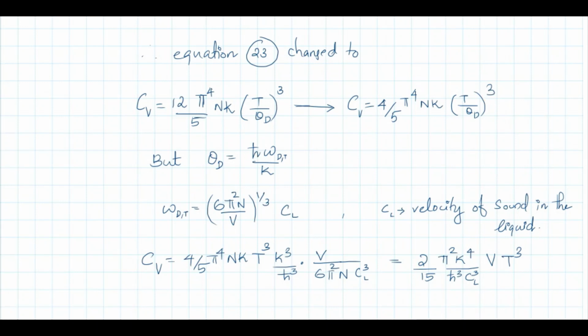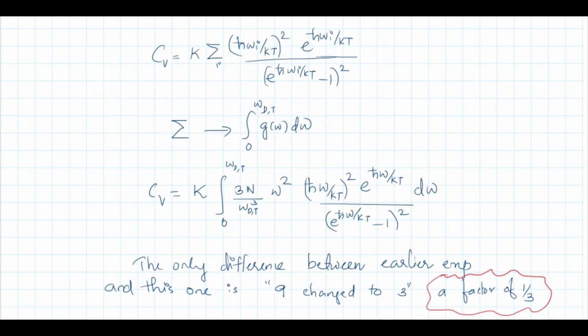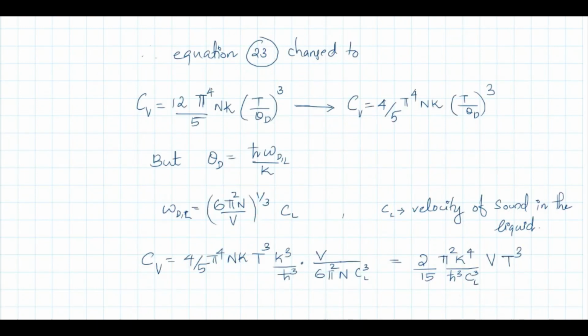It is h cut omega_dt, not omega_dt, this is omega_dl, longitudinal, divided by k, and omega_dl is nothing but (6 pi square n by v) raised to 1 by 3 into Cl, from this expression. So substitute those values here, you will get Cv as 4 by 5 pi raised to 4 nk T cube k cube by h cut cube into v divided by 6 pi square n Cl cube, and that is nothing but 2 by 15 pi square k raised to 4 by h cut cube Cl cube into vT cube.